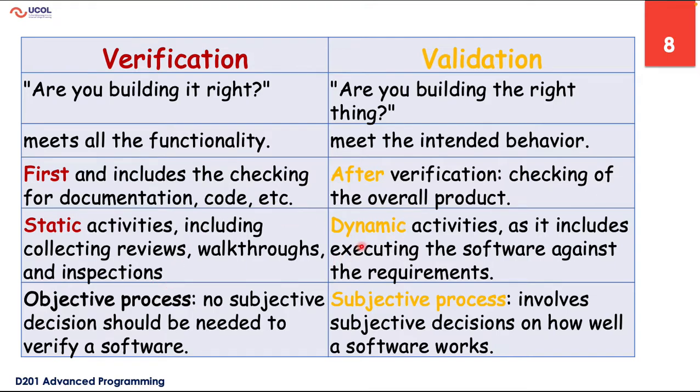On the other hand, validation is a dynamic activity because we are running the software, and then the users are coming in and using it. That's a static activity, this is a dynamic activity. That is an objective process, and that is a subjective process. So these are a few differences between verification and validation.